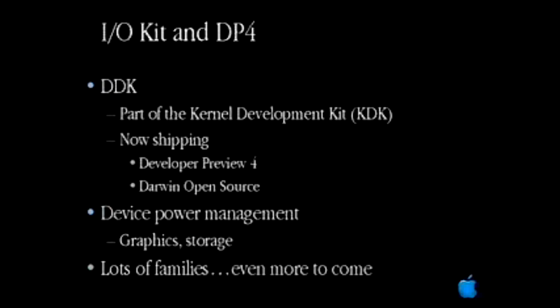In DP4, it's important to note that we, actually a little while ago, released an early DDK. It's part of what we call the kernel development kit. There's actually a series of services that are part of the KDK, and that shipped about 2 or 3 months ago. It is also part of DP4, so on your disk you should see quite a bit of information on that, and it's of course part of Darwin and open source, including things like documentation.